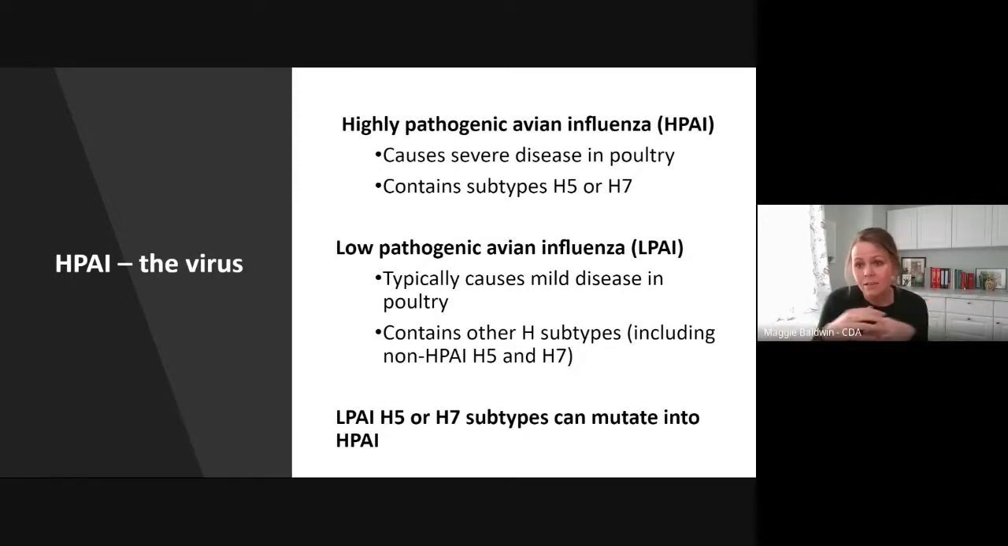Low path AI typically causes mild disease in poultry, and it can contain all of the other H subtypes, including non-high path AI, H5 and H7. And one of the important things to be aware of is even if we have a low path H5 or H7, that can mutate into highly pathogenic avian influenza. So it's important that we respond to those low path cases as well as the high path cases.